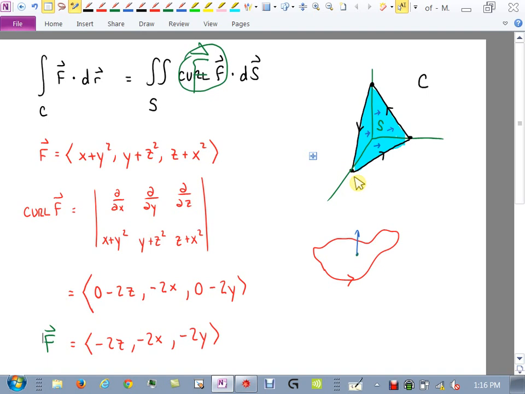Now, I've already done that work, okay? And I'm just going to write it down up here. This surface has the plane equation of x plus y plus z equals 1. And therefore, you could solve it for z and get 1 minus x minus y. Right? In other words, z is a function of x and y.